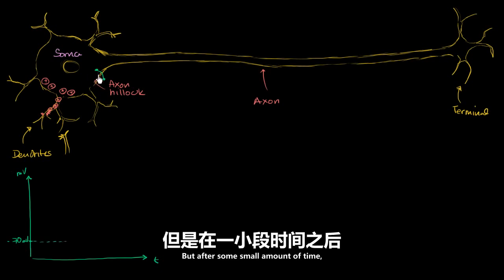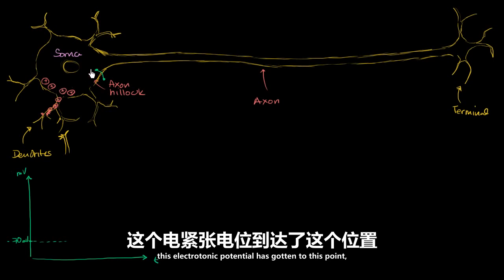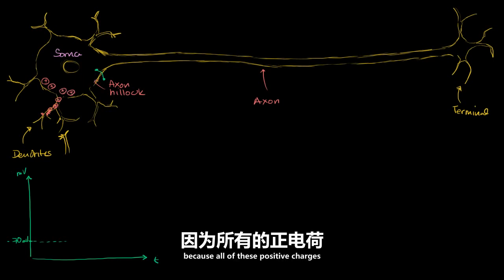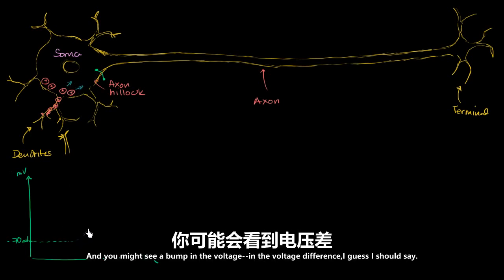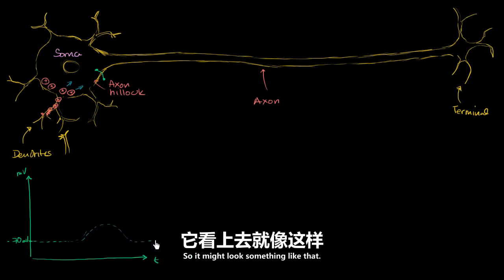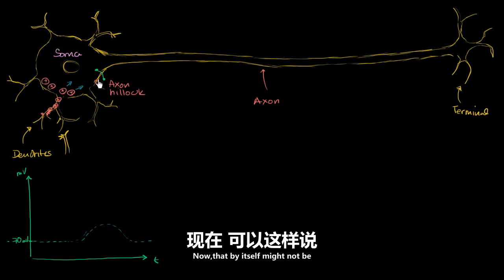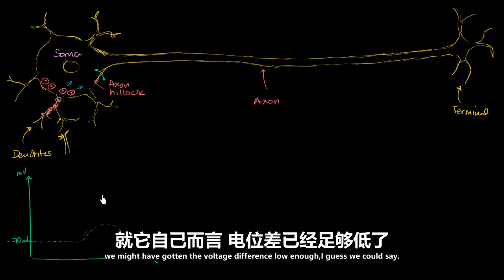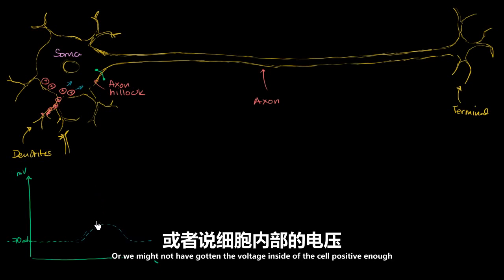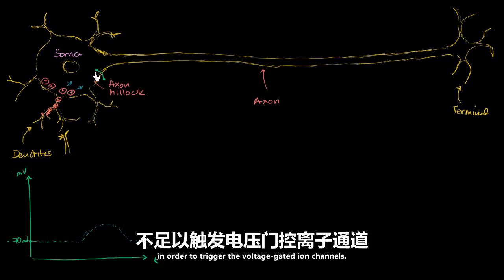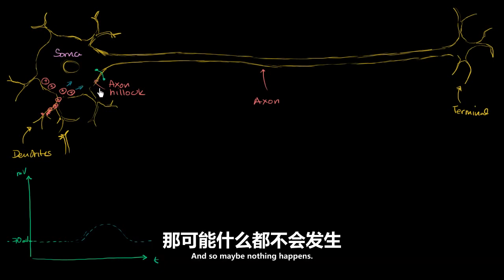But after some small amount of time, this electrotonic potential has gotten to this point because all of these positive charges are trying to get away from each other. And it's gotten to that point, and you might see a bump in the voltage difference, I guess I should say. This thing might go up. So it might look something like that. Now that by itself might not be enough. We might not have gotten the voltage inside of the membrane, inside the cell, positive enough in order to trigger the voltage-gated ion channels. And so maybe nothing happens.